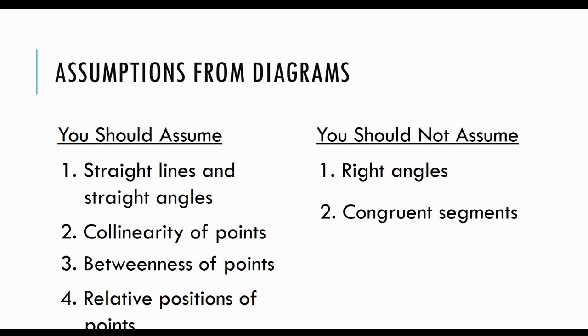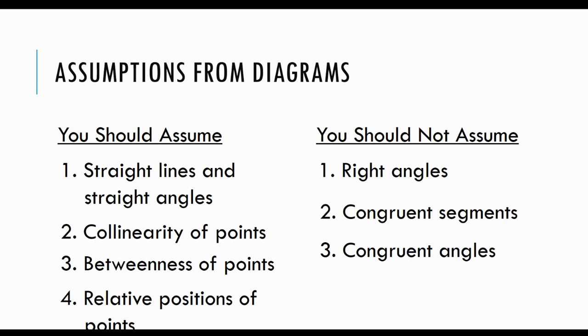I cannot assume congruent segments. Unless I'm specifically told this is a length of 5 inches, or that they have the same marking, the same tick mark in between, I cannot assume that segments are congruent. Even though they might appear to look the same length, I cannot assume it unless it's marked or indicated as such. Same thing with congruent angles.